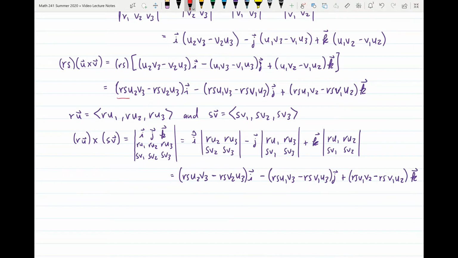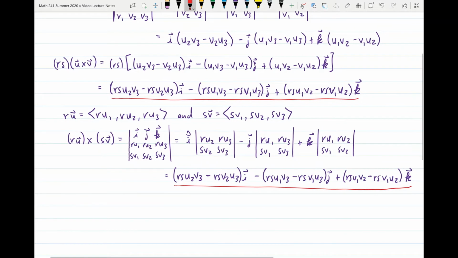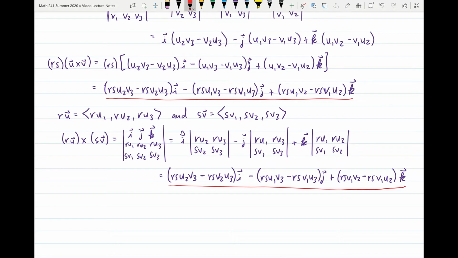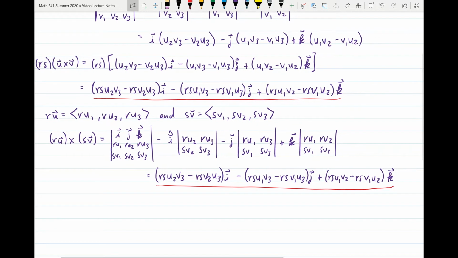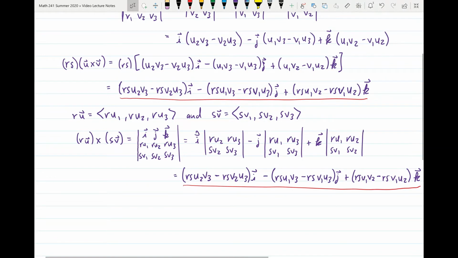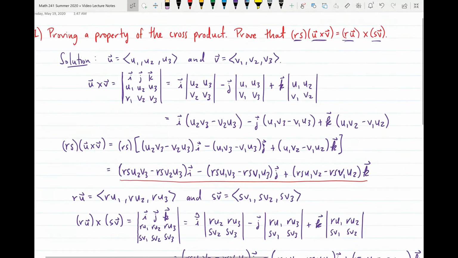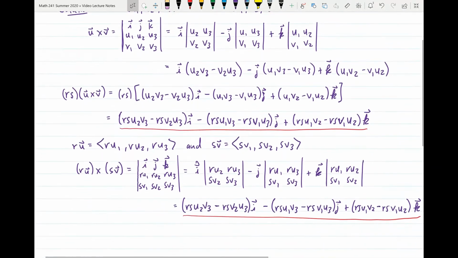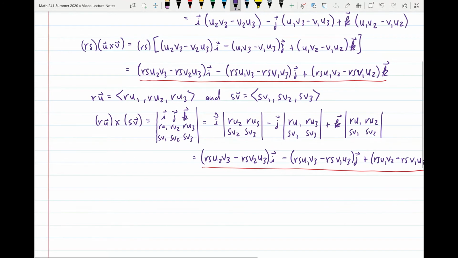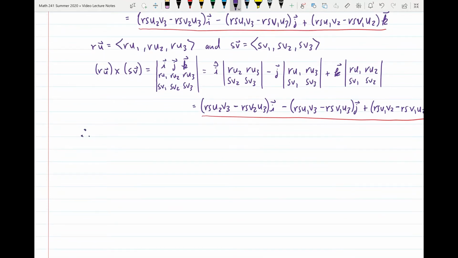And if we compare this expression with this expression, we find that they are equivalent with one another. Let me just double check that I did things right here. Yes, they're both equivalent, and because we found when calculating both sides that the resulting expressions are equivalent, we have therefore proved, and I'll write this down, r times s times the cross product of u and v is equal to the cross product of ru and sv.